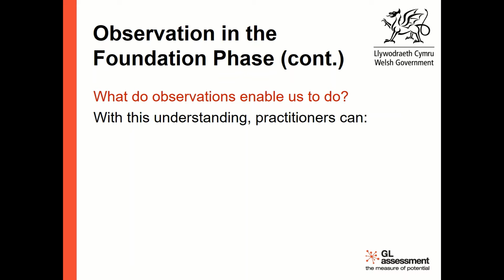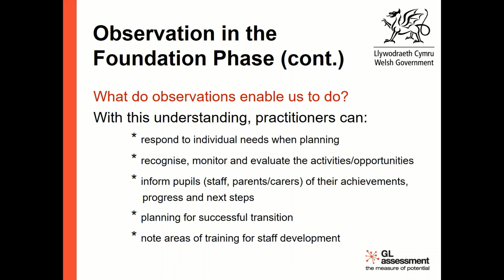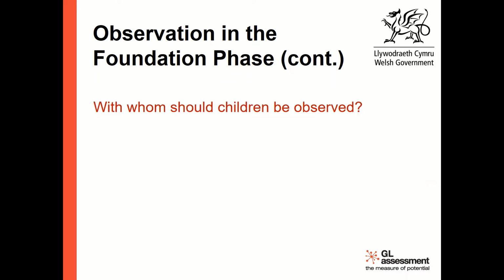What do observations enable us to do? With this understanding, practitioners can respond to individual needs when planning, recognise, monitor and evaluate the activities and opportunities, inform pupils, staff, parents and carers of their achievements, progress and next steps, plan for successful transition, and note areas of training for staff development.